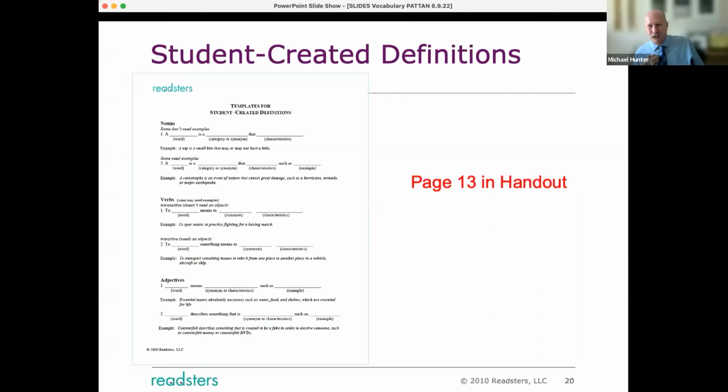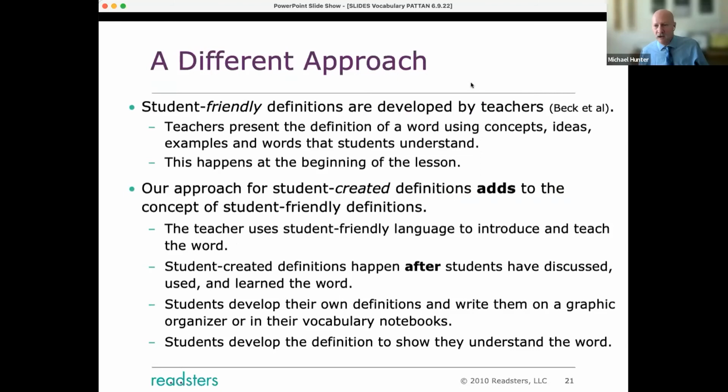Okay, so in the back of the handout, there is this one pager that has the templates for creating these student-created definitions. There are nouns, and there are two templates for the nouns. There are verbs, for intransitive verbs and transitive verbs. An intransitive verb doesn't need an object. A transitive verb requires an object. So you're going to have a slightly different template there. And then the third template is for adjectives, and there are two templates for that. We'll try to explore all of these, but we may run a little shy of time here, but you'll at least get enough to understand how they work.